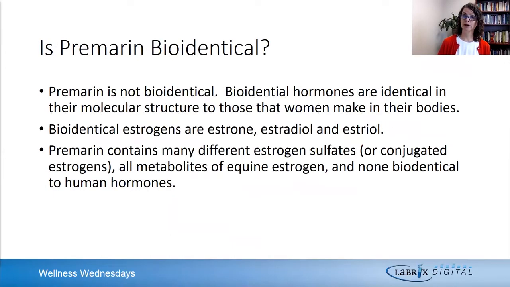Is Premarin bioidentical? No, Premarin is not bioidentical. Bioidentical hormones are identical in their molecular structure to those that women make in their bodies. Bioidentical estrogens are estrone, estradiol, and estriol. Premarin contains many different estrogen sulfates, which are also called conjugated estrogens, which are metabolites of equine estrogen, and none of them are bioidentical to human hormones.